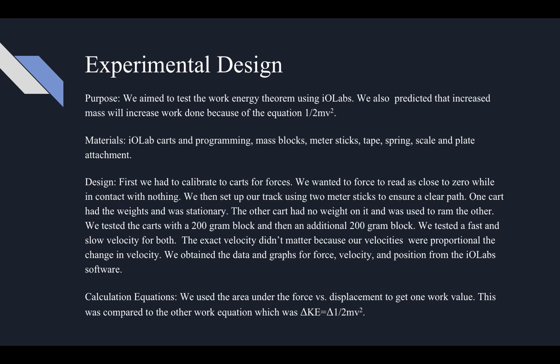The track was set up as discussed previously. The stationary cart had varied masses, and the ramming cart had varied speeds. The exact velocity didn't matter because our velocities were proportional to the change in velocity. We obtained the data in graphs for force, velocity, and position from the IOLab software. We used the area under the force displacement graph to get one work value, which was compared to the other work equation, delta KE equals 1/2 mv squared.